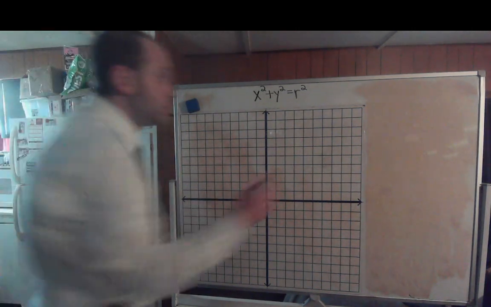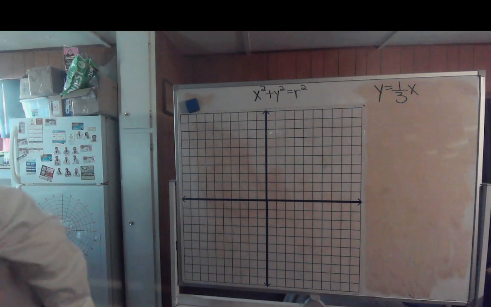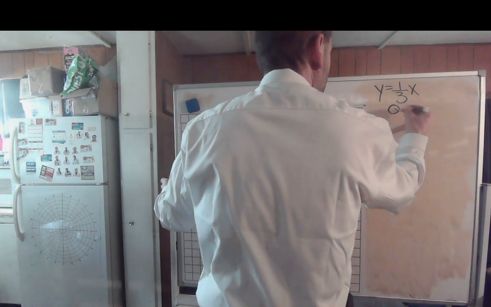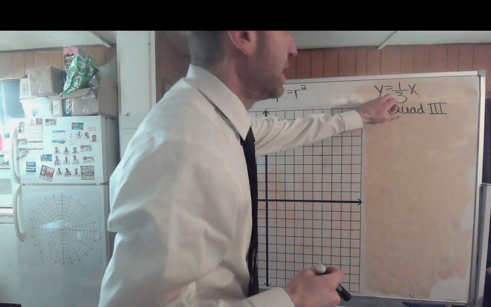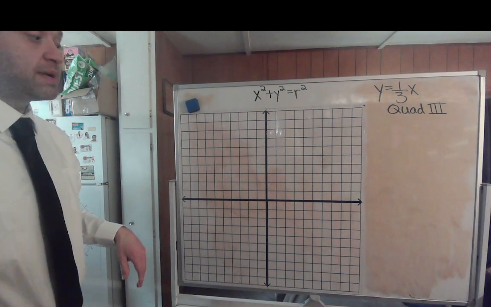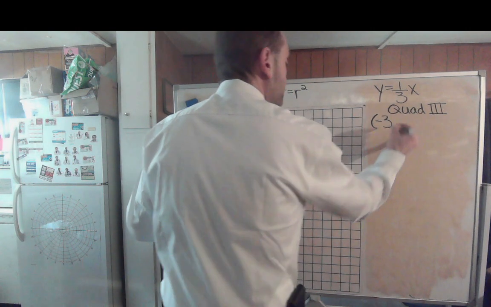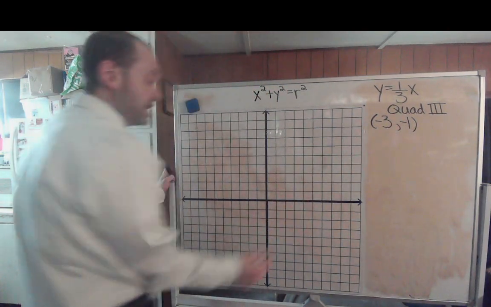Alright, so we are given that y equals 1/3 x. They tell us that this is in quadrant 3. So the angle in question is going to be in quadrant 3 on the line y equals 1/3 x. So that means both our x and y will be negative. So let's pick x equals -3. If you do that, you end up getting -1 for y. So we can pick the point -3, -1.